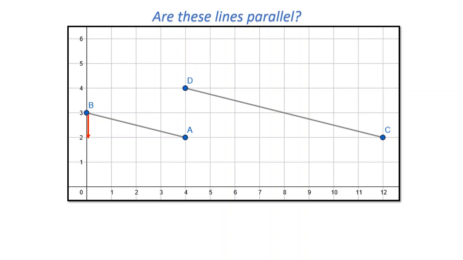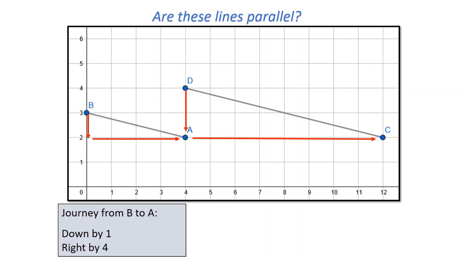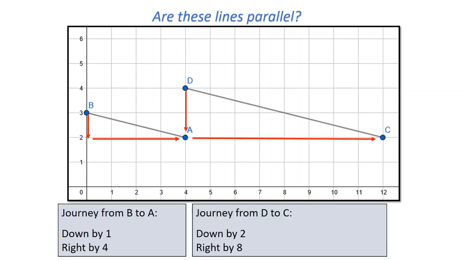So B to A, down 1 along 4. D to C, down 2 along 8. So we might look at that and say, well, that's not parallel because they have a different journey. One goes down 1 and along 4, the other goes down 2 and along 8.